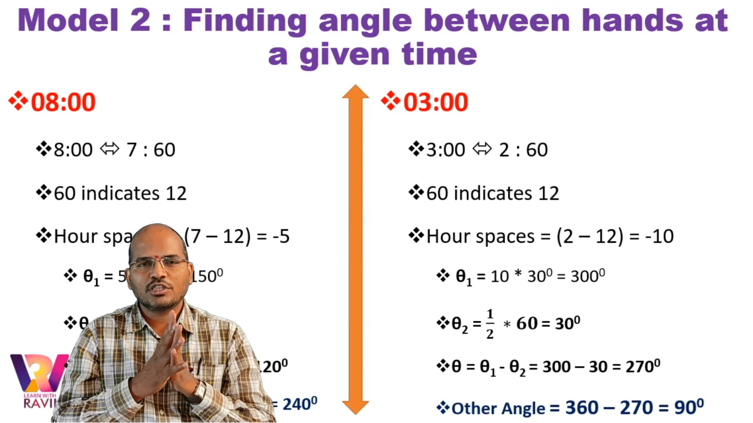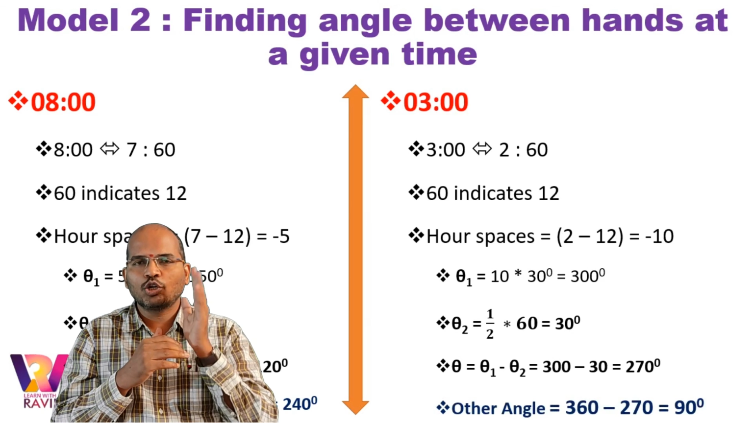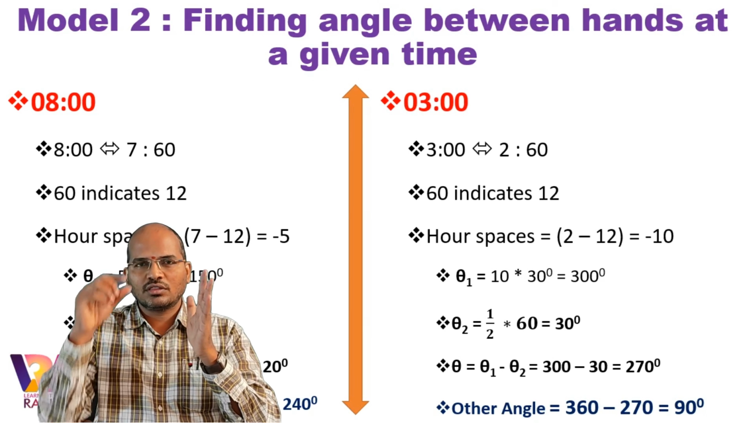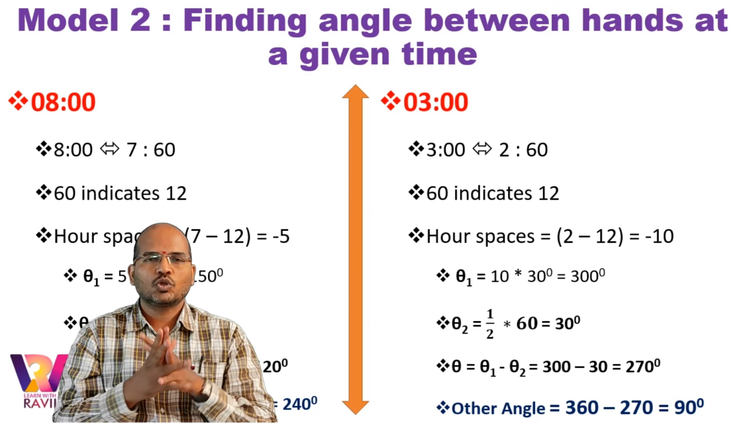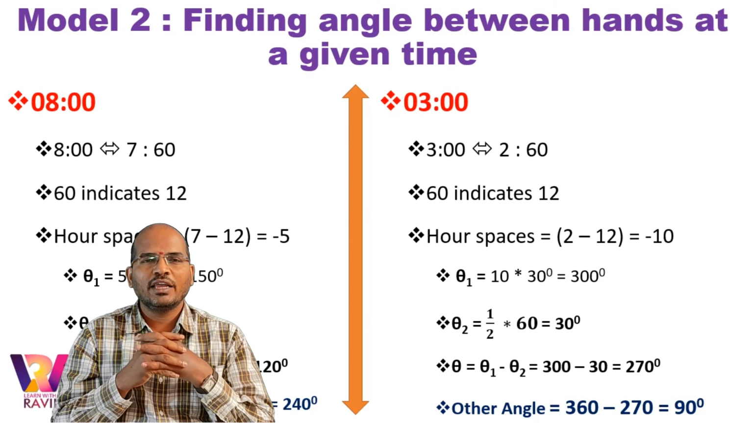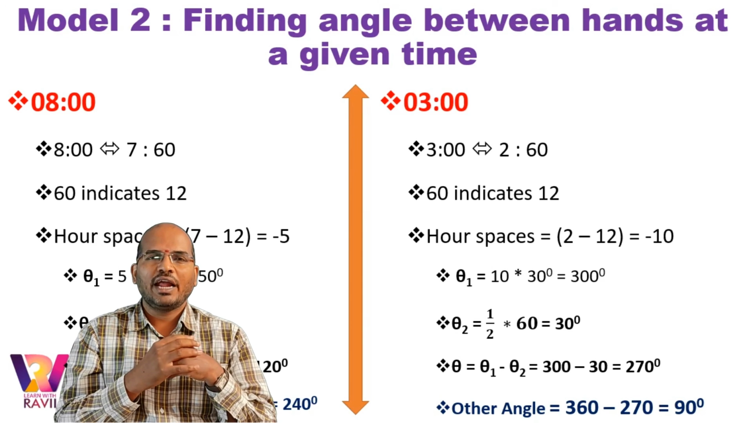So when the time is 3 o'clock, the hour hand is at 3, the minute hand is at 12. Between 12 and 3 you got 3 hour spaces. So 30, 30 and 30 is 90. So that's how we solve the angle between the hour hand and the minute hand at a given time.